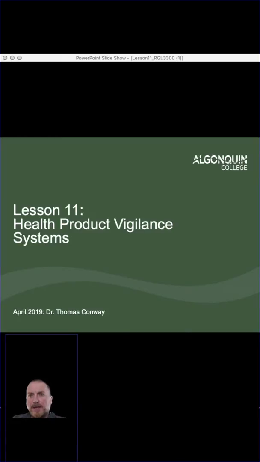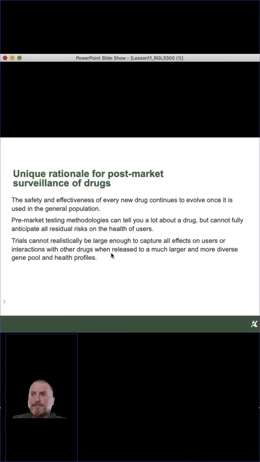Today we're going to be looking at lesson 11, Health Product Vigilance Systems, as you can see on your screen. Let's go on with that. Now this area, of course, is something that you've received a lot of instruction on from some of your other courses, but in the interest of covering it 3 times, I will go through it with more of a focus on post-market surveillance. All right?